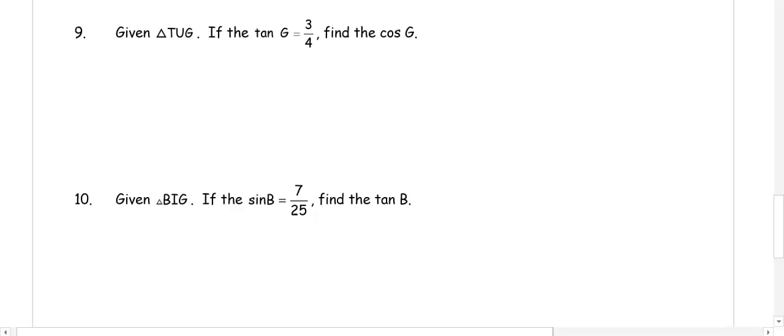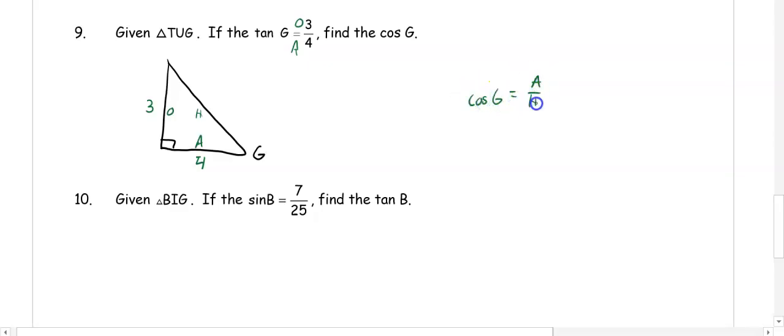In number 9, given triangle TUG, if the tangent of angle G, so we're going to put G in the corner. Tangent is your opposite over your adjacent. So if we label our triangle with our sides, the opposite is 3, the adjacent is 4. And we want to find the cosine of G, which would be the adjacent over the hypotenuse.